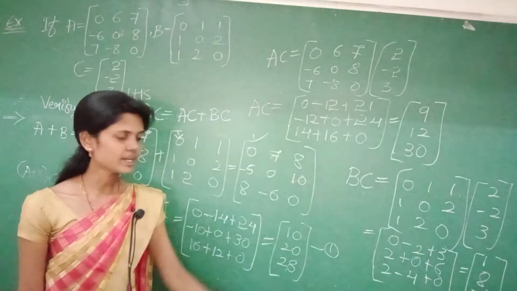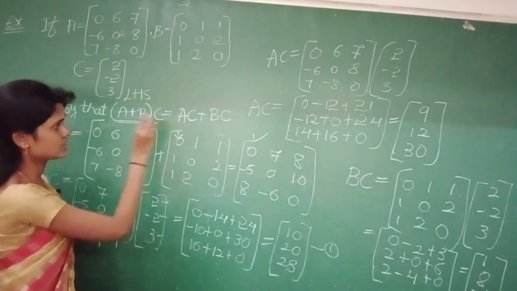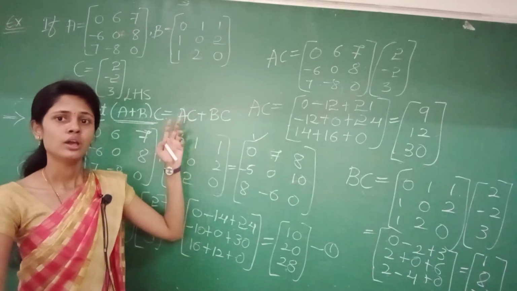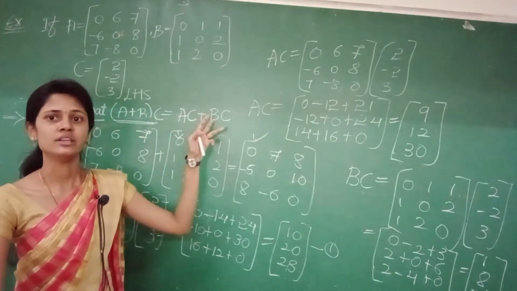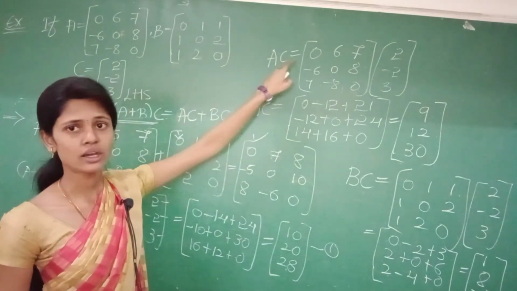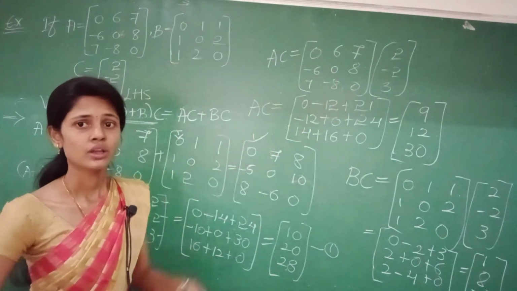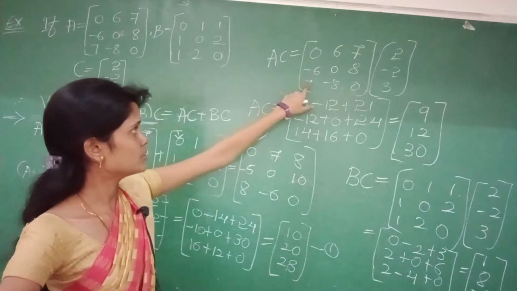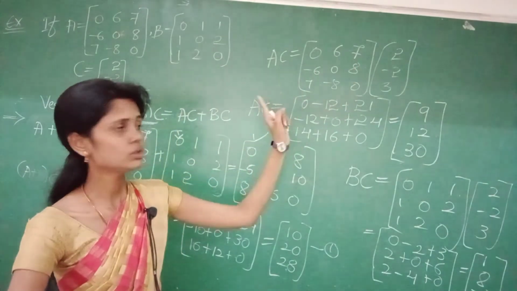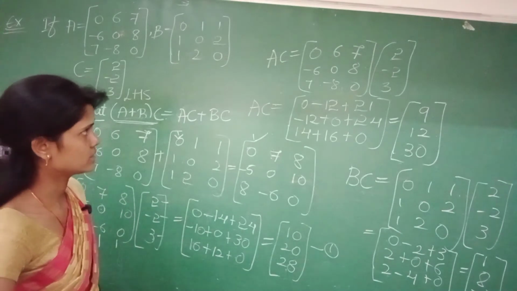Call it equation 1. That is our LHS, the first result we have. Then in the RHS what you have is AC plus BC. That means firstly you have to find out AC. Go for AC. Write down the matrix A and matrix C there. So check the number of columns, 1, 2, 3, and the number of rows, 1, 2, 3. Right, then go for the multiplication of two matrices.